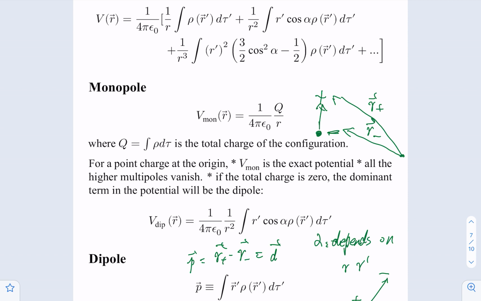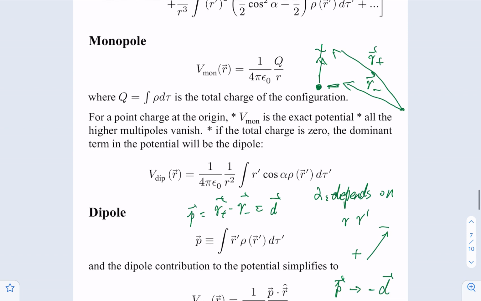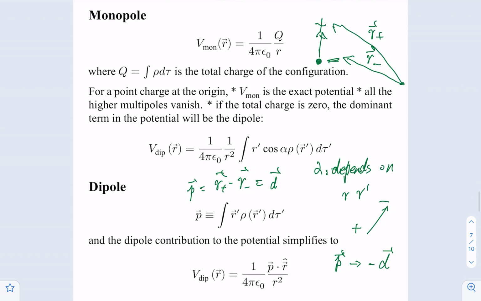Now we can actually define a similar thing for this dipole term. So here this is the dipole expression, and now we can identify that this alpha is the angle between r and r'.